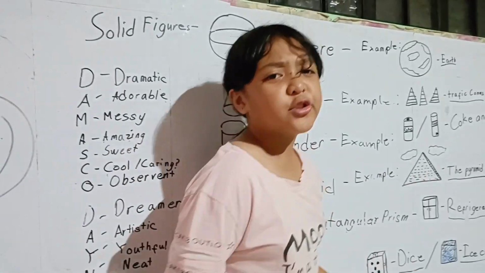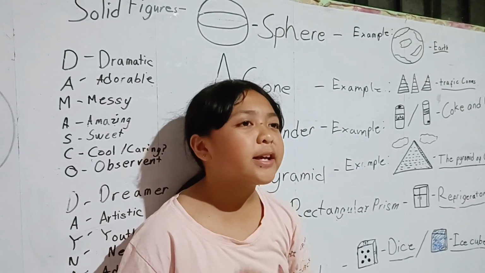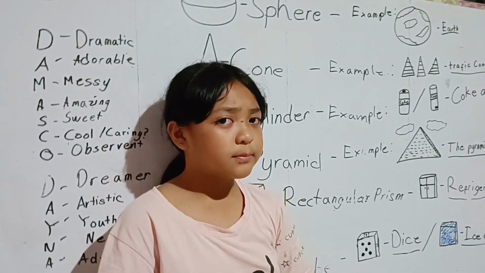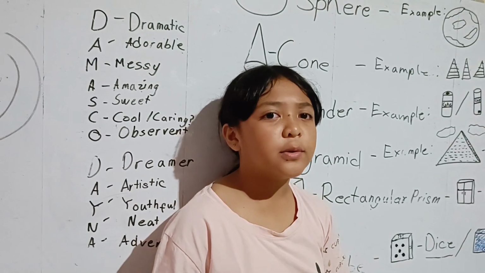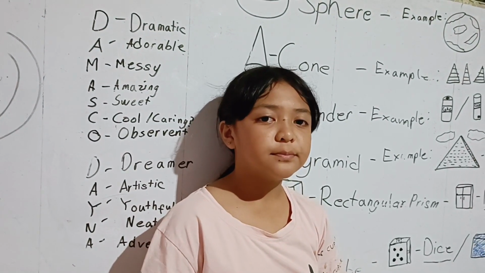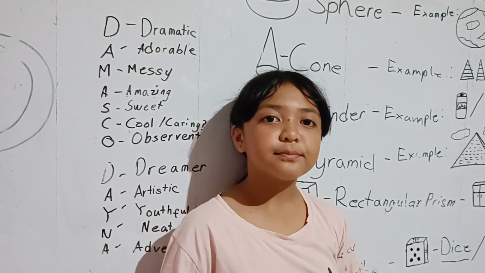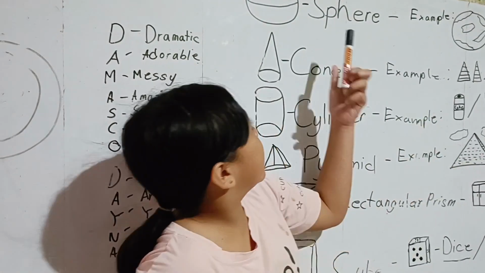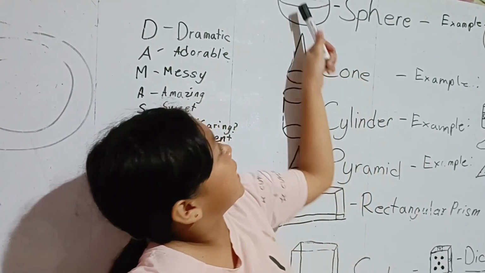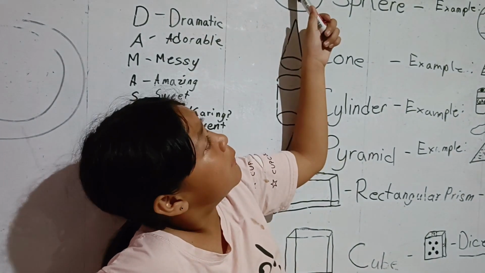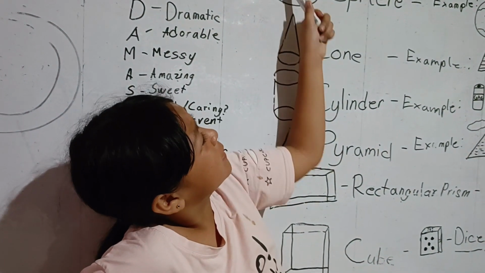If you're shocked and asking, so a sphere is what? It is a round, solid figure with every point on its surface equidistant from its center. Right there is its center, and every point is at an equal distance from it.